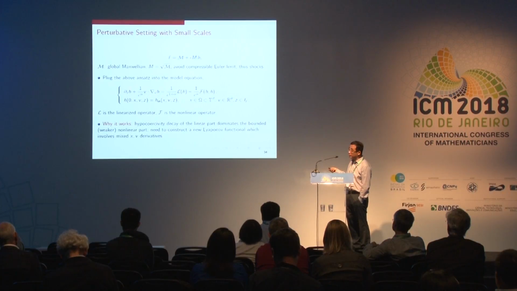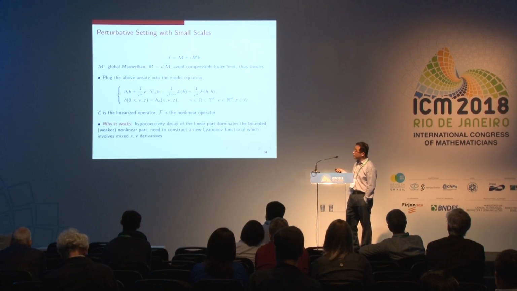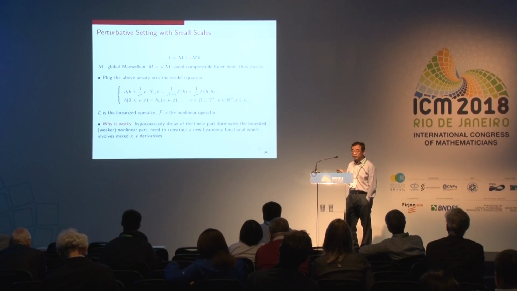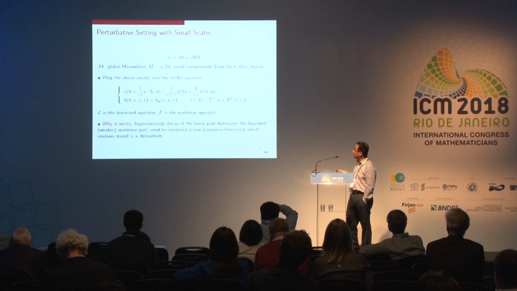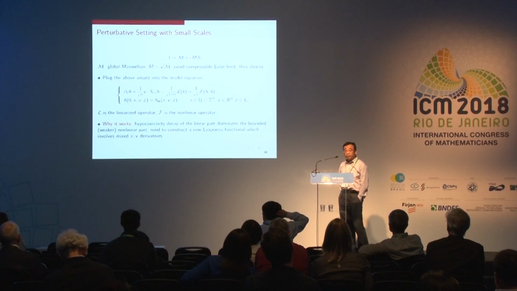which left-hand side looks the same. Now the right-hand side has two parts. The first part is a linearized operator, L, linearized around this global Maxwellian, which is e to the minus v squared over 2. You normalize it, all right? These are the nonlinear departure from this linearity. All right? And why does the perturbative setting work?